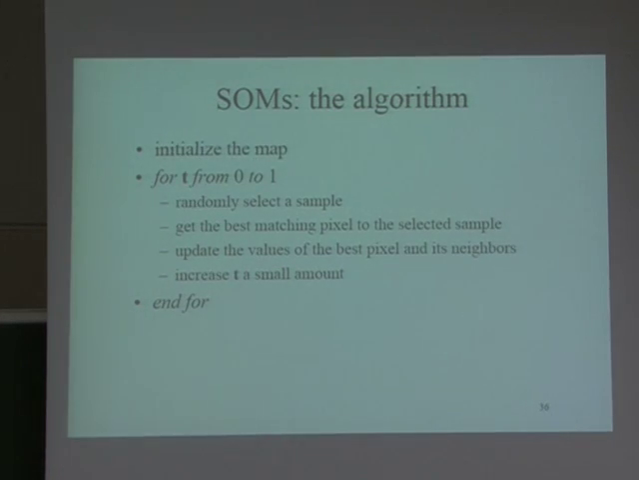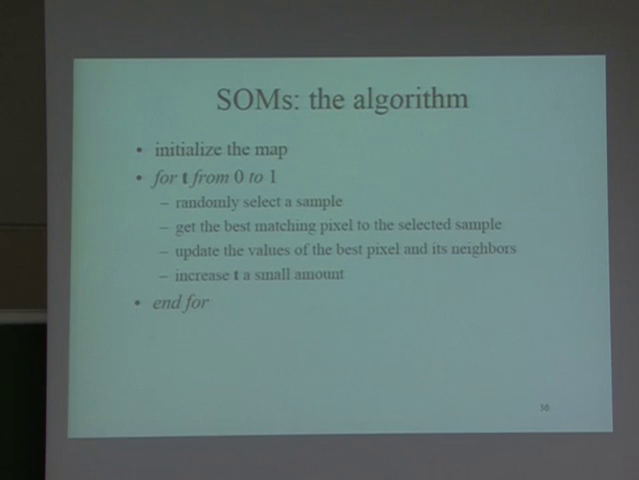A self-organizing map algorithm has a fixed number of iterations. So it is user input. The user first says that I'm going to run the self-organizing map for this many iterations, 500 iterations, 1,000 iterations. So this loop outside is the fixed number of iterations. For t from 0 to 1, that t, and how to increment that t, 0.1, or 0.001. So how many iterations you are going to have depends on how much you are going to increase t. How much this small amount is determines how many iterations you are going to have.